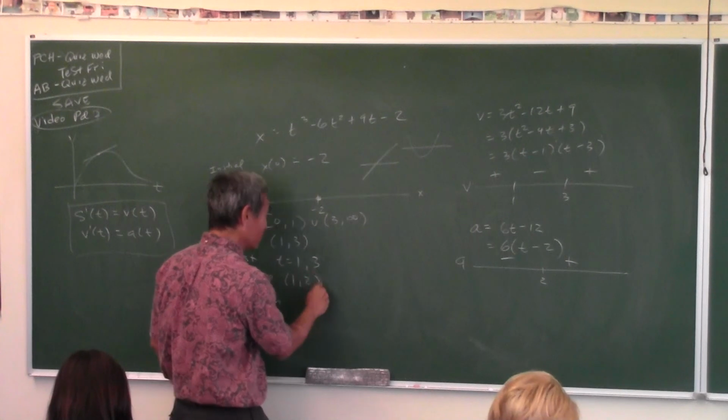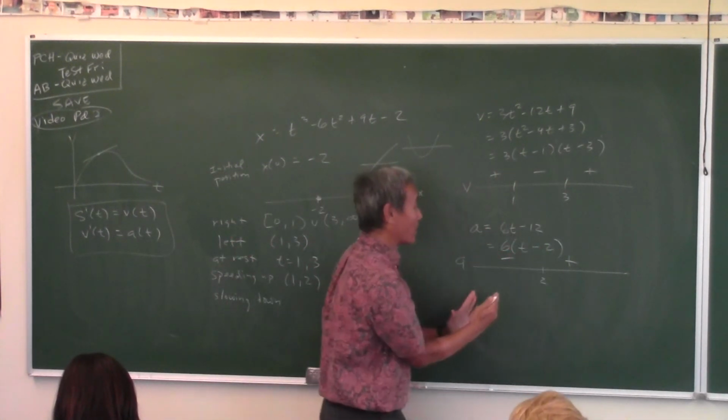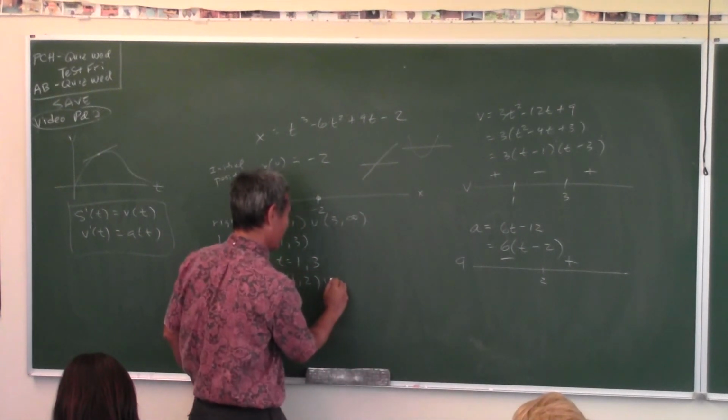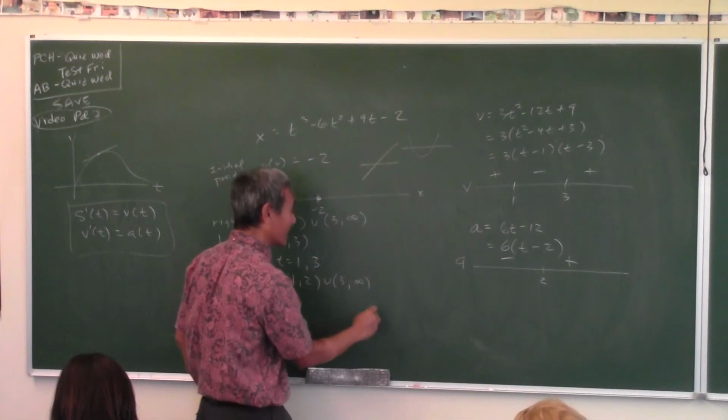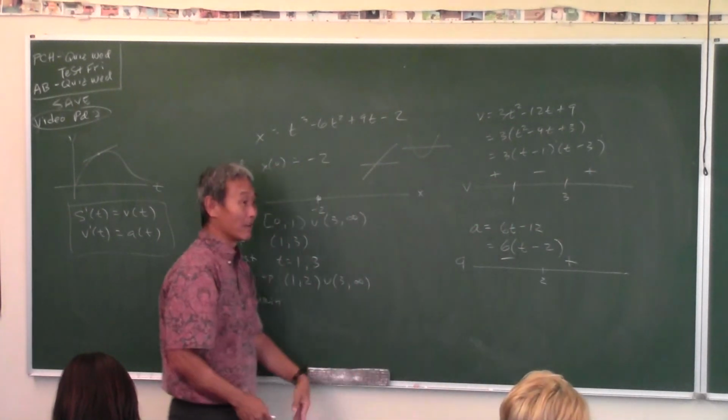Between 1 and 2, right? Because look, negative, negative, right? And where else do they have the same sign? From 3 to infinity and beyond, right? Because look, positive, positive. That's why if you line up the number lines, it's easy to tell.